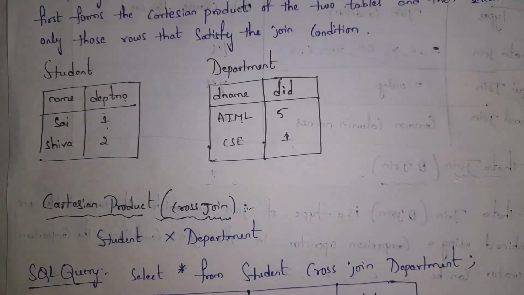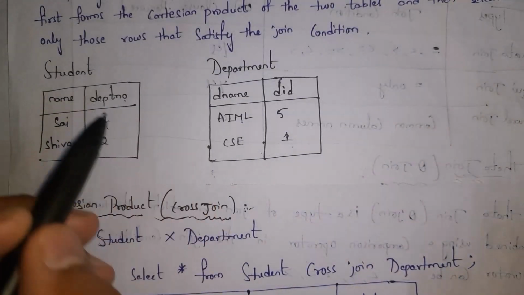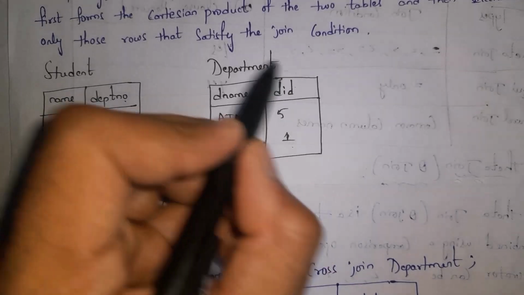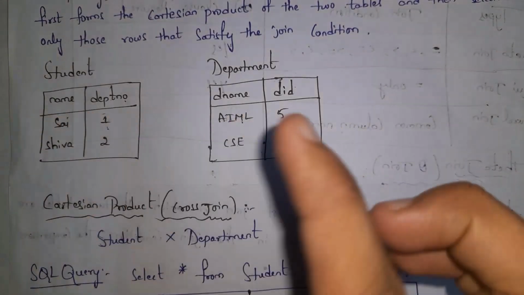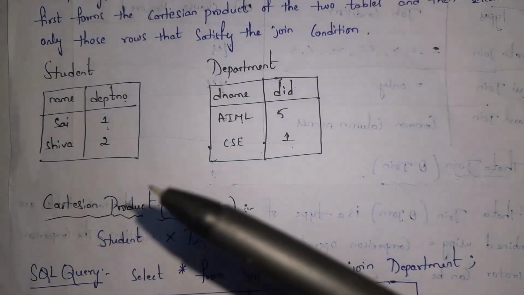Guys, if you consider this example, here there are no similar columns. Here there is a department number, but here there is no department number column. So we cannot perform natural join operation. Guys, in these two tables, there are no common columns. So we cannot perform natural join operation.